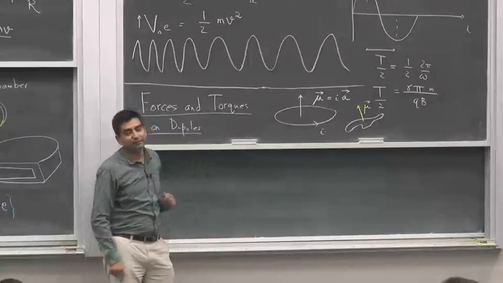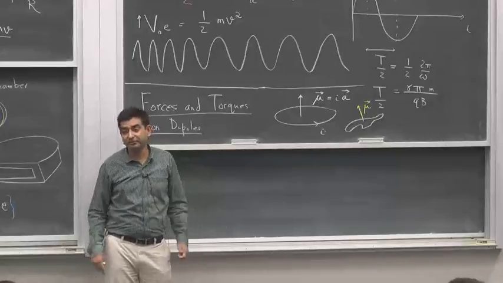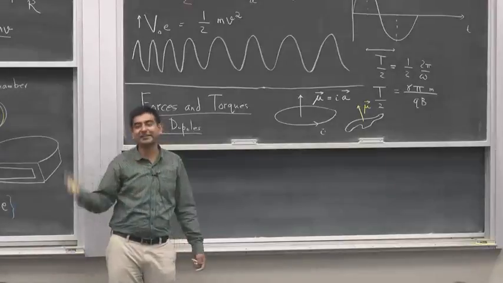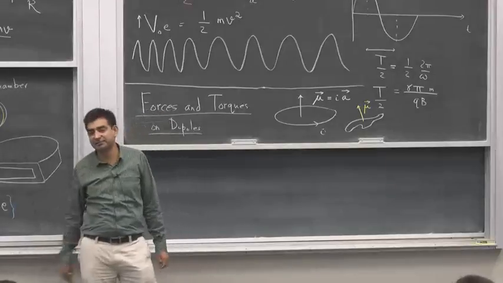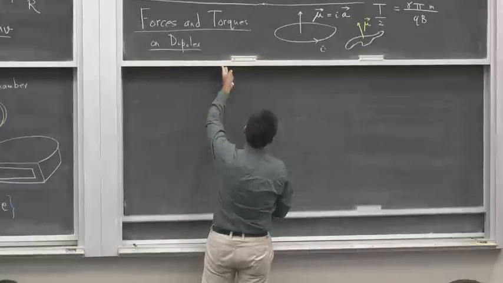Now suppose that I place this magnetic dipole inside a magnetic field. Okay? Now this current carrying loop is inside another magnetic field that has been synthesized somehow. So let me draw a fresh diagram.